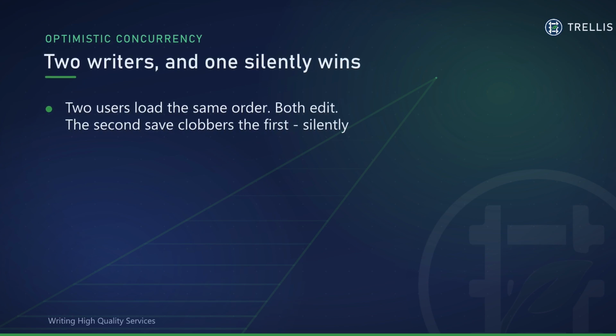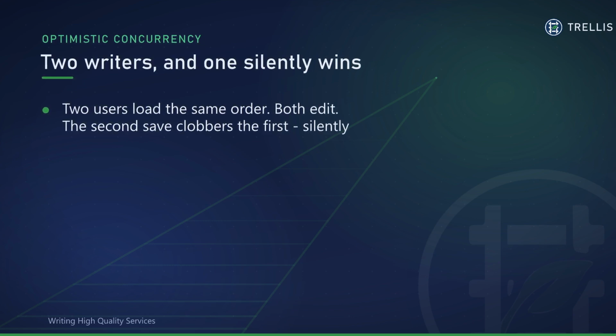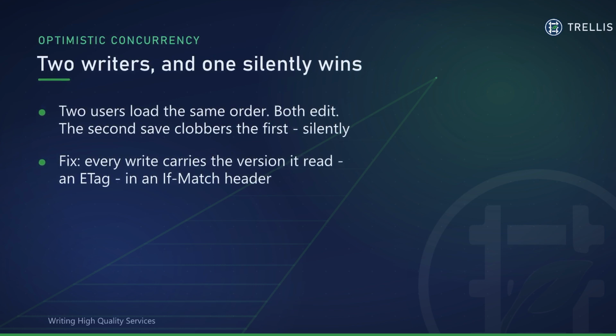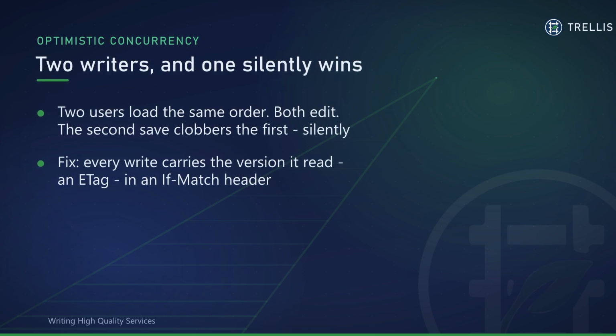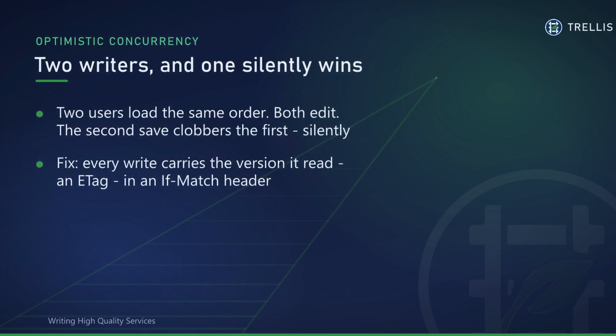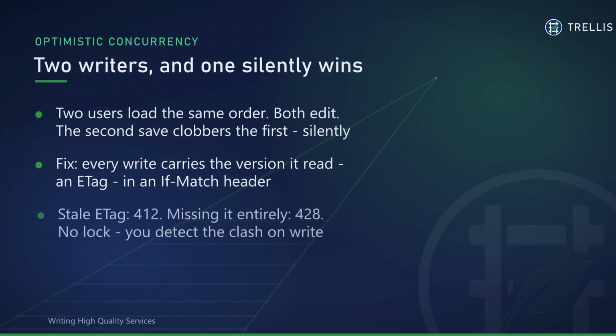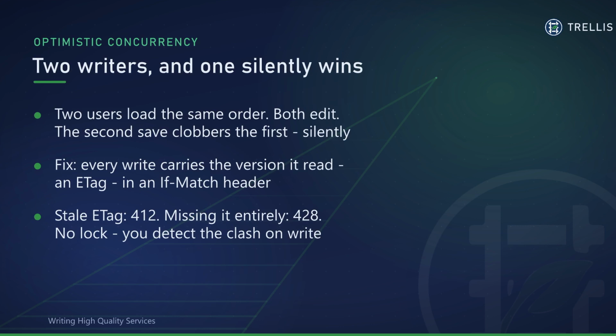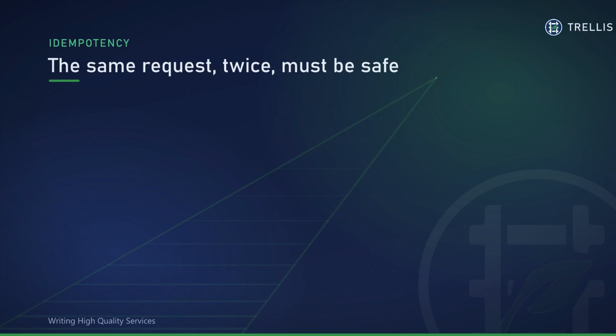The fix is optimistic concurrency, and it's beautifully cheap. Every order carries a version token, an ETag, and any request that overwrites its contents has to send back the version it read in an if-match header. If that token is stale, someone else wrote in between. The server rejects it with 412, precondition failed. If the client didn't send one at all, it's 428, precondition required. No locks, no waiting. You just detect the collision at the moment of the write and make the loser retry with fresh data. The second reality is the network itself.